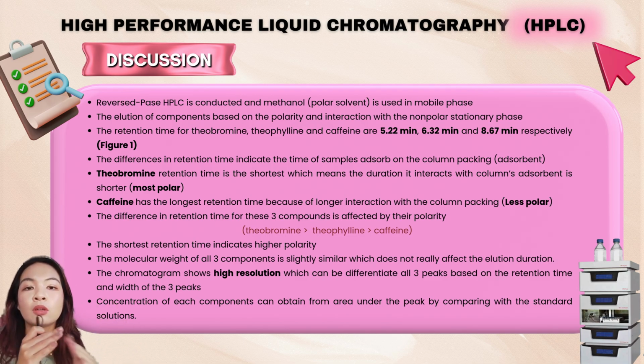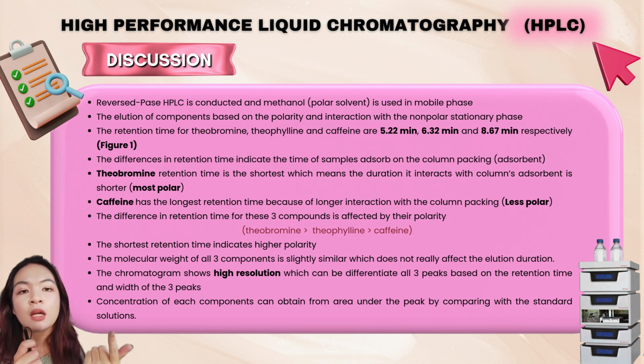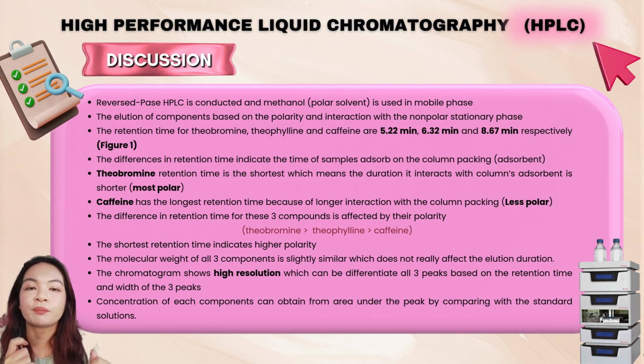By comparing chromatograms A and B, the three components are separated completely. We can conclude that the shortest retention time indicates the most polar in reverse phase HPLC. In terms of size, all three components are slightly similar in molecular weight, which doesn't affect it that much. From the chromatogram, we can observe a high resolution at which we can differentiate all three peaks with different retention times and widths.